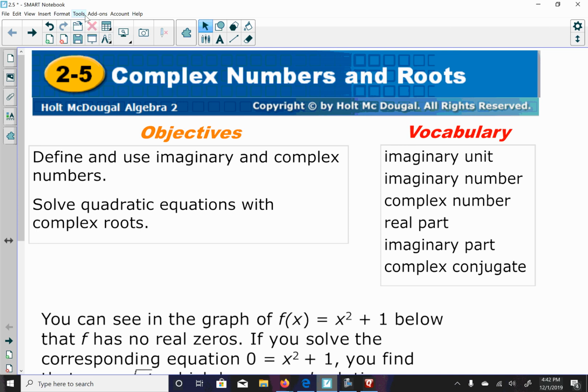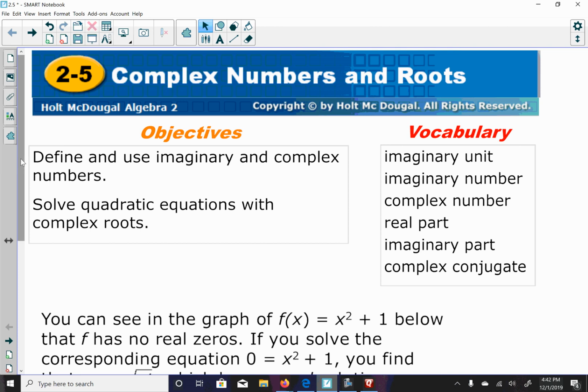The objective of today's lesson is to define and use imaginary and complex numbers, and solve quadratic equations with complex roots. The vocabulary for this section is imaginary unit, imaginary number, complex number, real part, imaginary part, and complex conjugate.